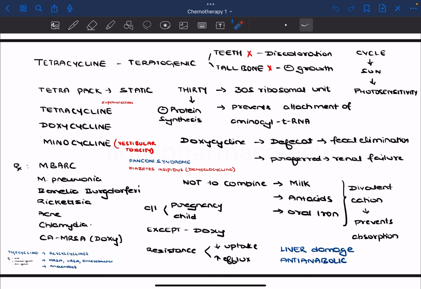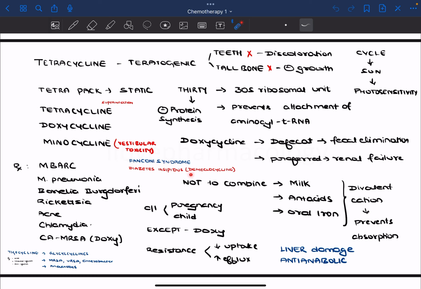So apart from that, even minocycline can cause vestibular toxicity specifically. So it can cause ringing of the ear, ataxia, etc. Whenever there is use of expired tetracycline, it can cause Fanconi syndrome. Basically, it will cause acute tubular necrosis. Whenever you use the expired drug, the expired tetracycline can cause Fanconi syndrome.